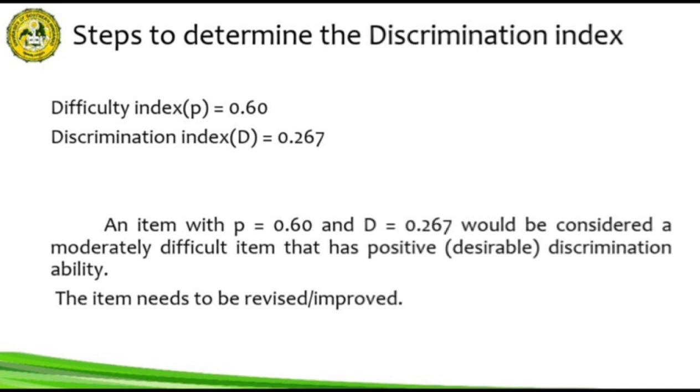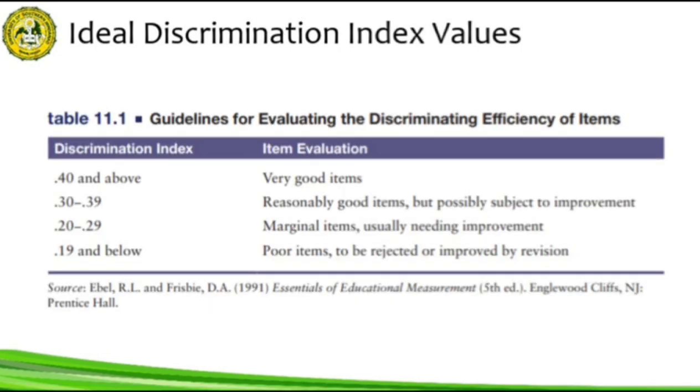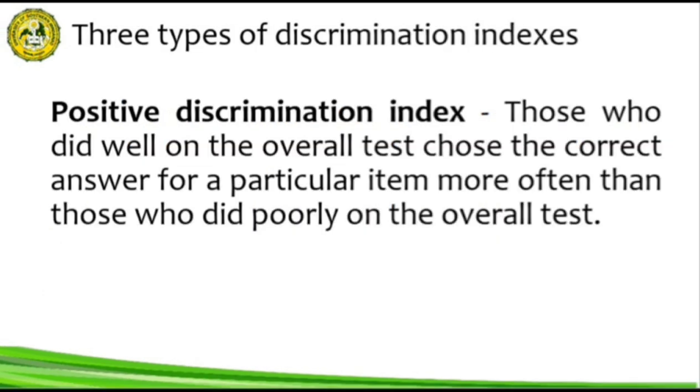There is a guideline for that. This is the guidelines for evaluating the discriminating efficiency of items. Here you can see that the result we get is still in marginal item or it needs improvement. And for it to be a good item, it needs to reach 0.40 and above. We have three types of discrimination indexes.